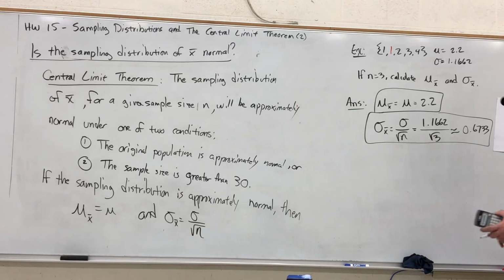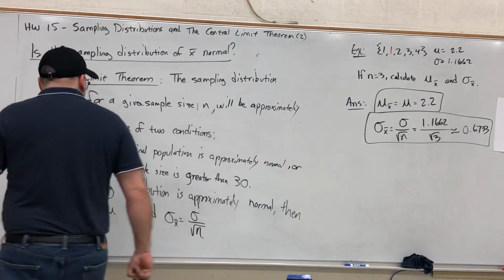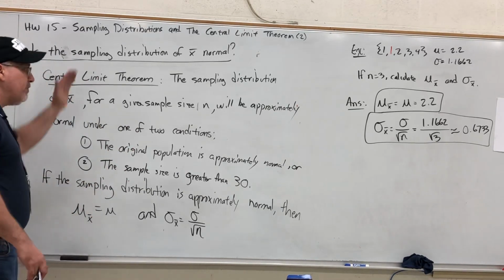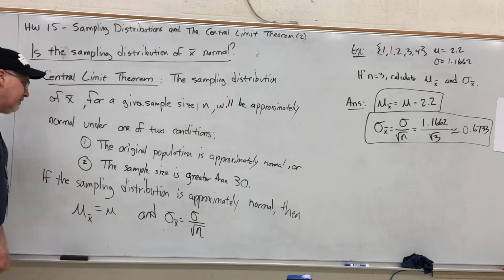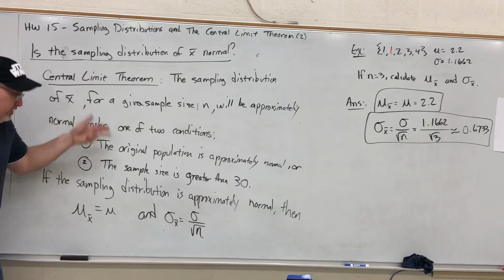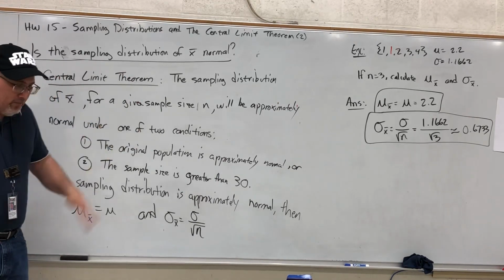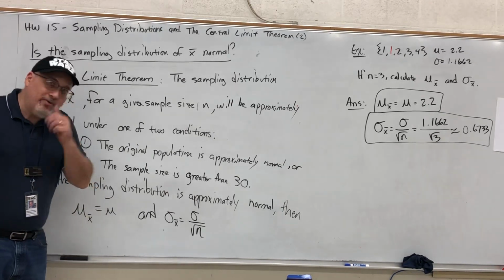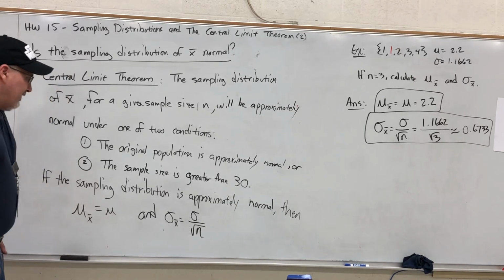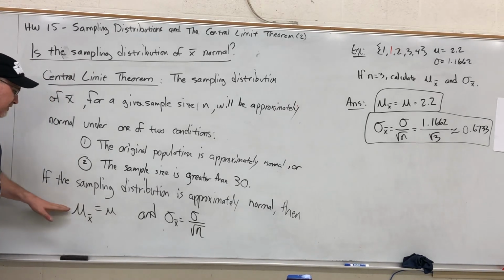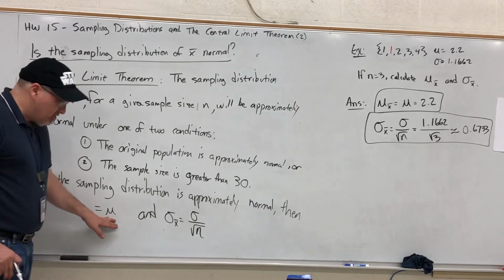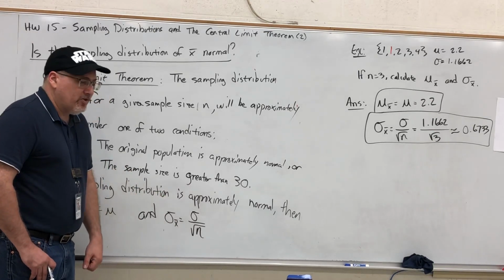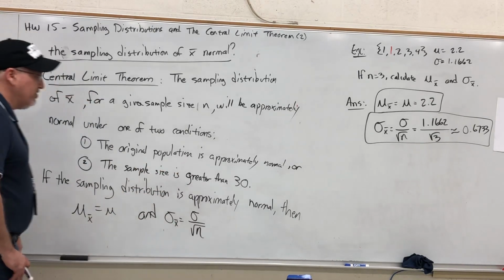But the important thing about this video is all of your x bars, all of your sample means in a given situation will be approximately normal, approximately bell curve, if you know one of two things. The original population from which you sampled was normal, which you may or may not know, or the sample size is greater than 30, which you will know because you'll know the sample size. If either of those happen, then the mean of all the x bars is just the mean of the original population, but the standard deviation of all the x bars is the standard deviation of the population divided by the square root of the sample size.